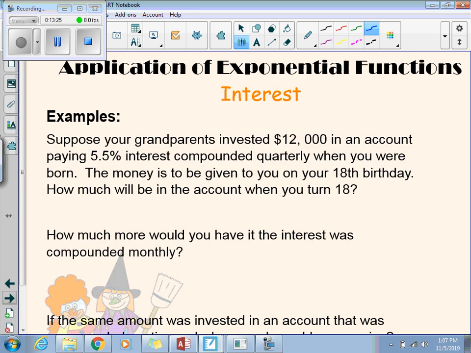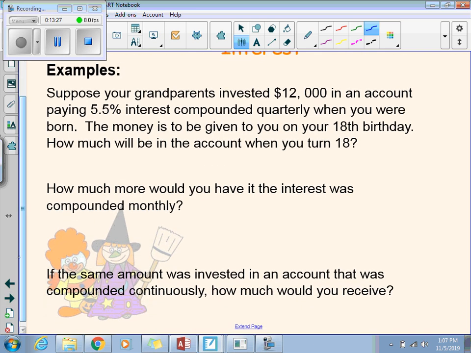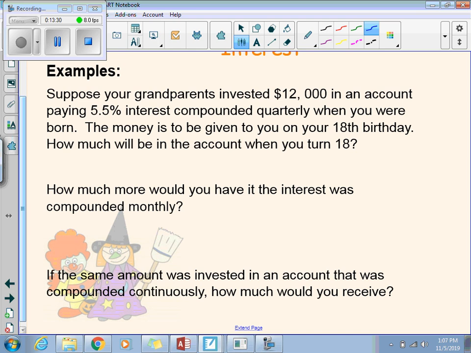So let's look at our first problem here. Suppose your grandparents invested $12,000 into an account, right? So that's our initial investment. That's our P. And an account paying 5.5%. I'm going to write this. This is going to be our rate, and it's actually equal to 0.055. So keep that in mind.